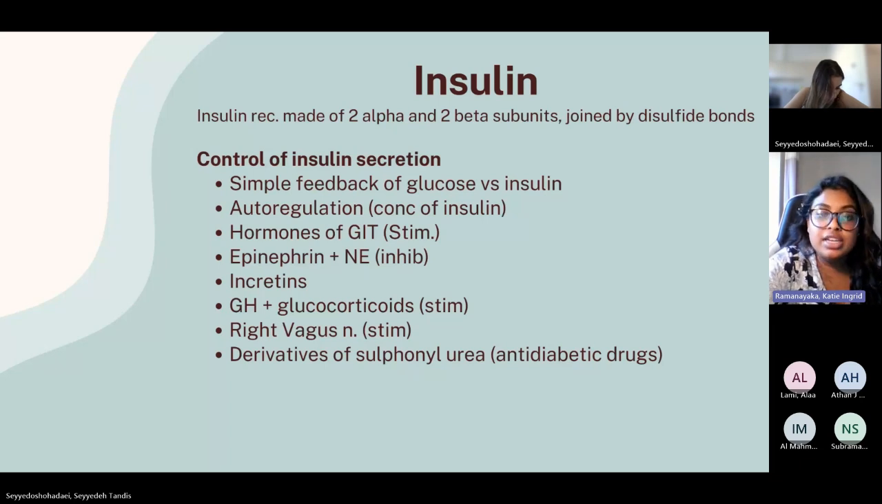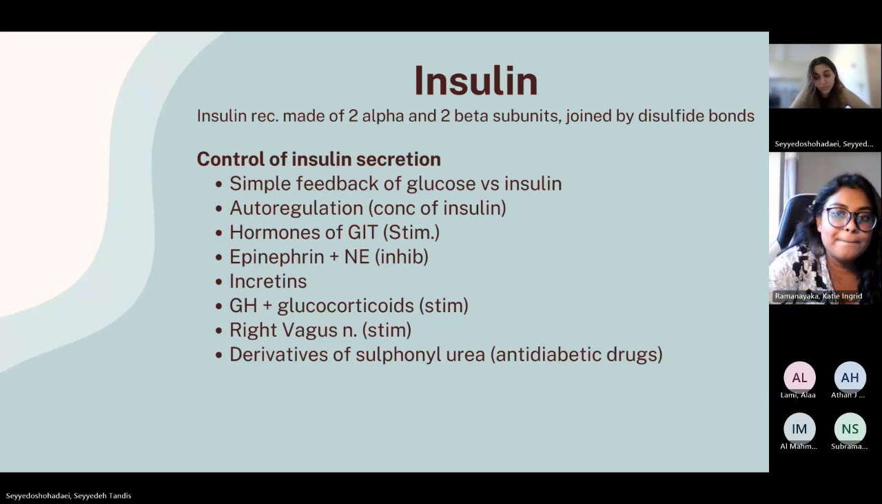And then you have some derivatives of sulfonylurea. All you need to know about sulfonylurea is it's an anti-diabetic drug. In diabetes, someone has very high glucose levels, so to avoid this, as an anti-diabetic, it stimulates insulin. Next slide, please.